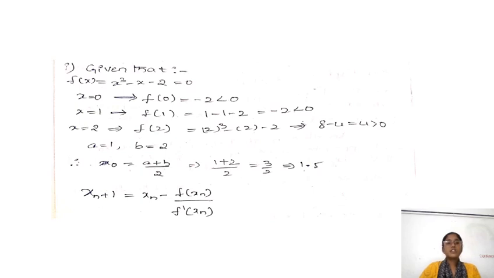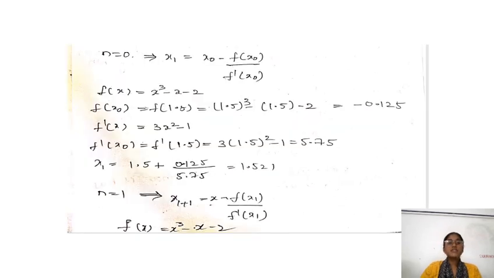We can substitute in the formula x naught is equal to a plus b by 2, that is 1 plus 2 by 2 is equal to 3 by 2, that implies 1.5. Newton-Raphson method: x n plus 1 is equal to x n minus f of x n by f dash x n. For n is equal to 0, x1 is equal to x naught minus f of x naught by f dash of x naught.